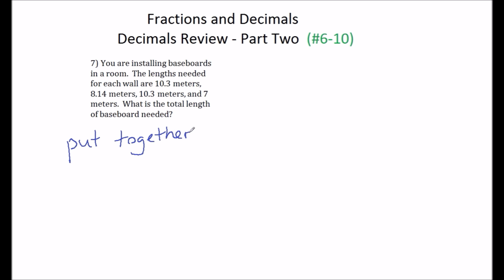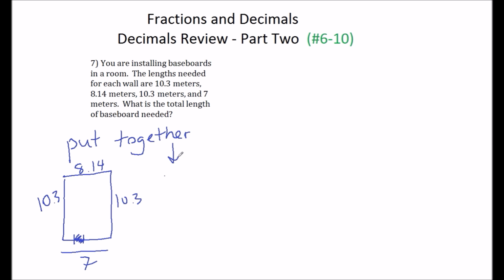Putting them together. Because maybe if I imagine I've got a rectangular room, if I draw a picture of this, then here might be the 10.3, and then on the other side also 10.3, and then maybe 8.14 up here, and then maybe I don't need the baseboard for this section because there's a door there or something, but the total length on the bottom there is 7. So I'm putting this together, which means I'm going to add all these lengths. Remember, part of figuring out these word problems is figuring out the operation. We're going to add here.